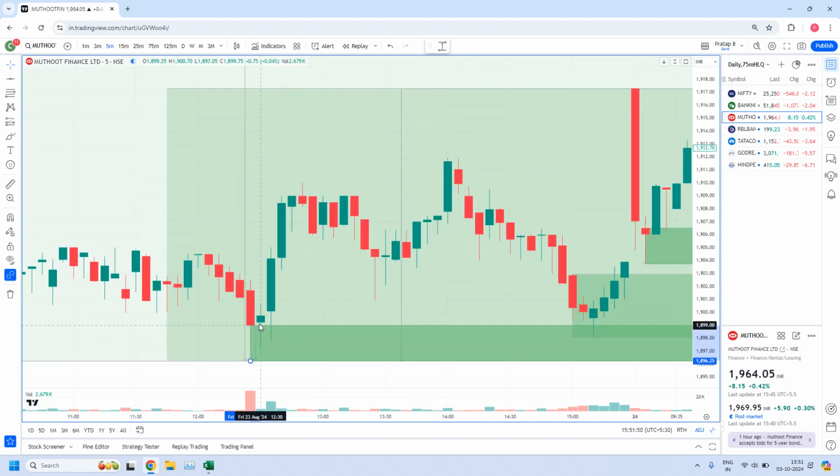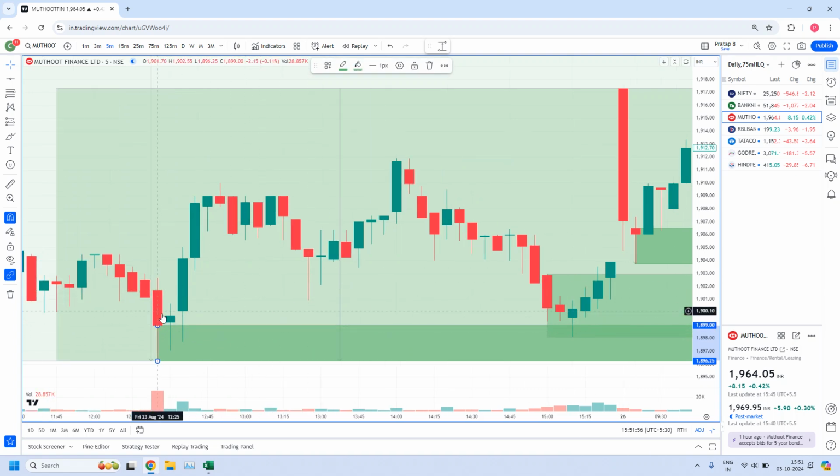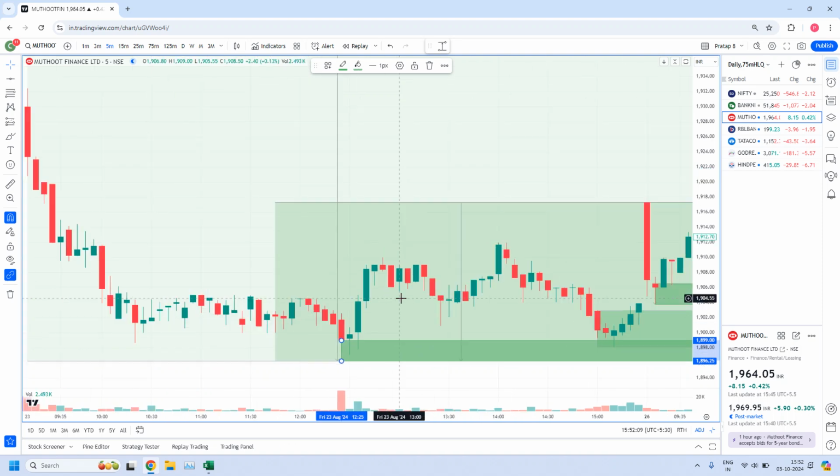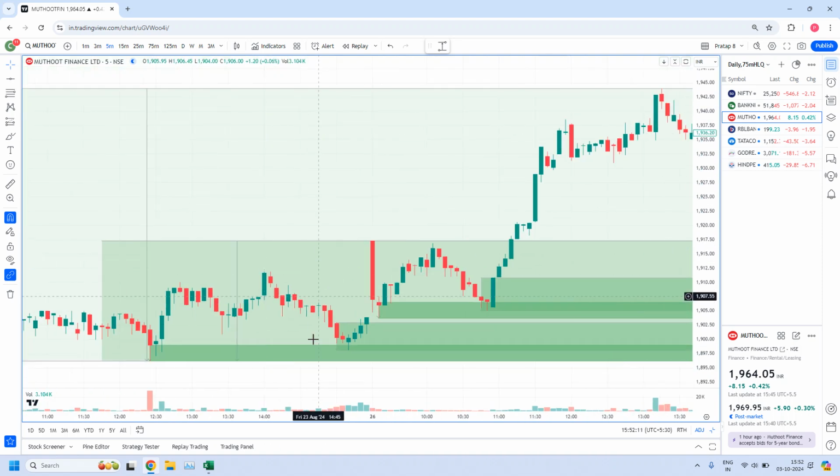Sorry, actually I fine-tuned the type 3 proximal. Actually, yeah, this is correct only. This is not this, because it is the lowest among the base and leg out in the drop base rally. So this could be your zone. This is the type 3 proximal trade, because in type 3 only this order flow is taken. That means here we have a strong order flow. That's why I fine-tuned to the type 3 proximal entry here.